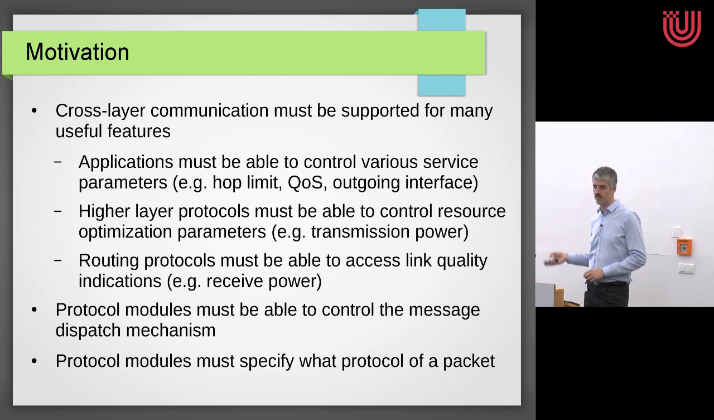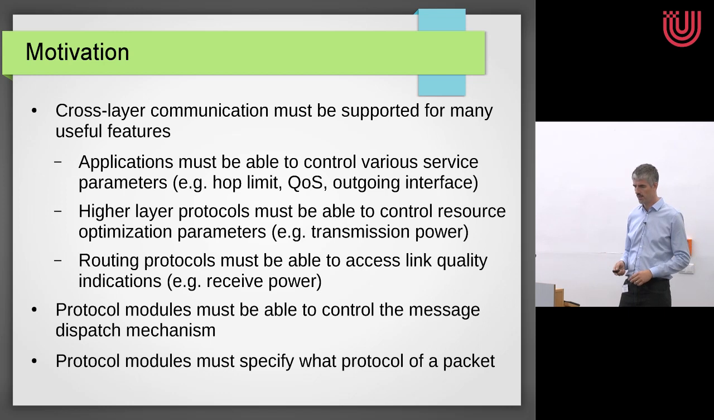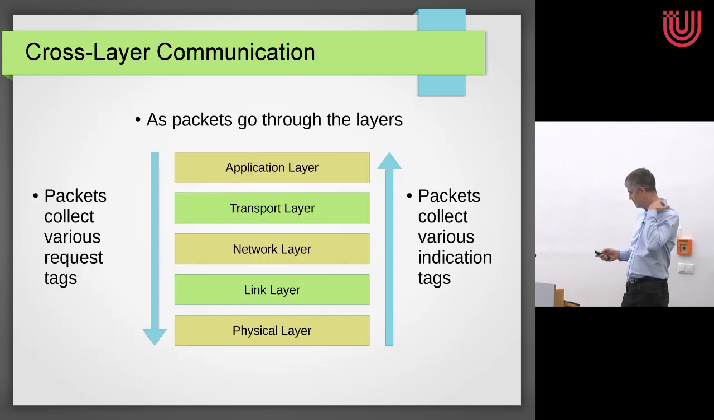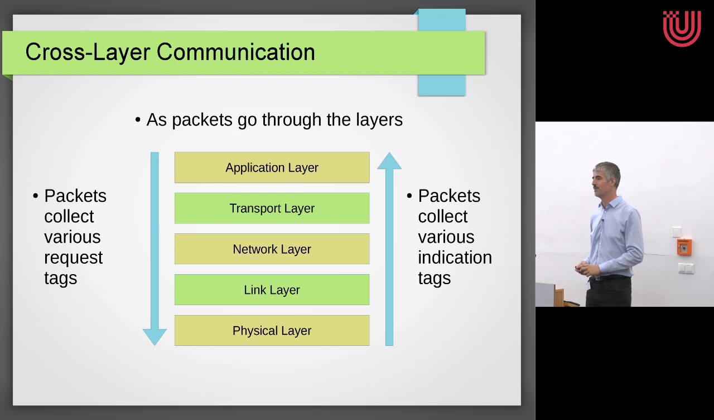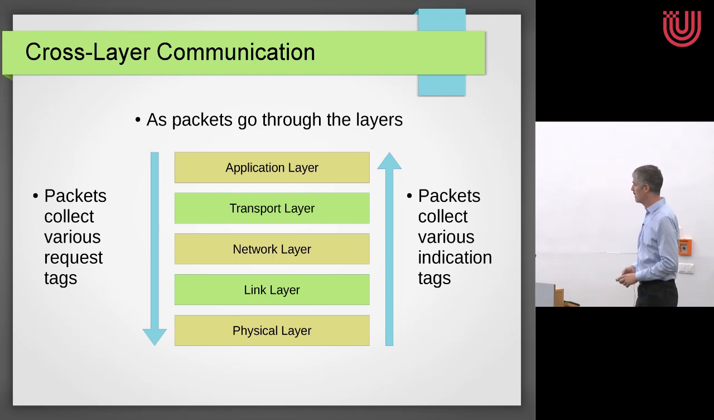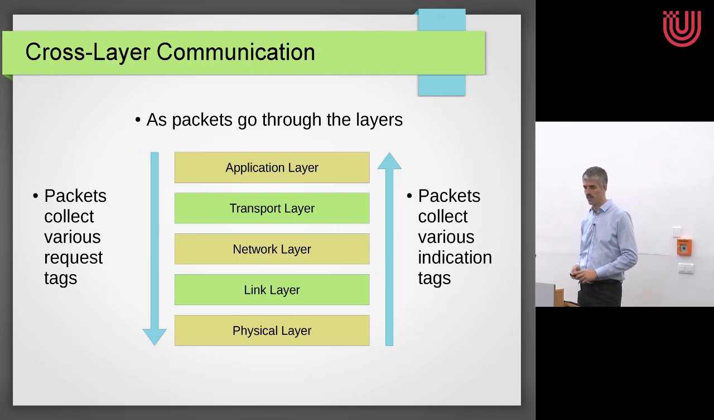And all these requirements need to be able to communicate through the layers. The other two are not so important, so I'll just skip them. So this is a high-level view of what is going to happen. As packets go down over the layers, they collect various request tags, and protocols will process those tags if it's up to them to do it. And in the other direction, from bottom up, they are collecting various indication tags, and it's also up to the protocols to handle those tags in any way they see fit.